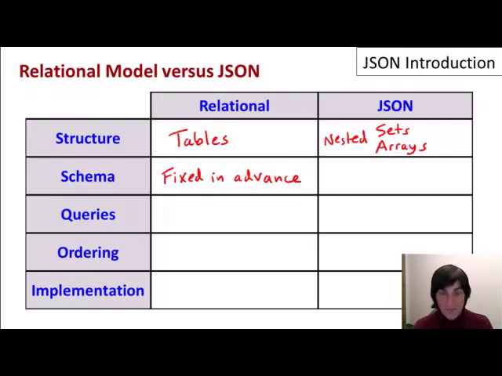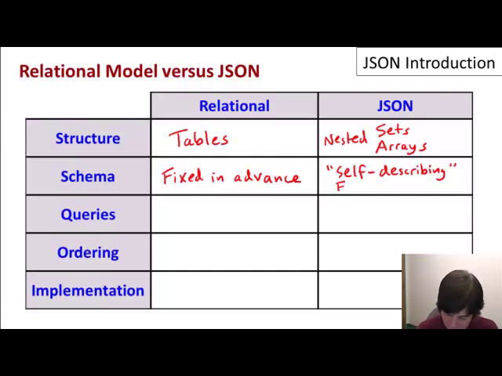JSON, on the other hand, typically does not require a schema in advance. In fact, the schema and the data are kind of mixed up together, just like in XML, and this is often referred to as self-describing data, where the schema elements are within the data itself. And this is, of course, typically more flexible than the relational model, though there are advantages to having schema as well, definitely.